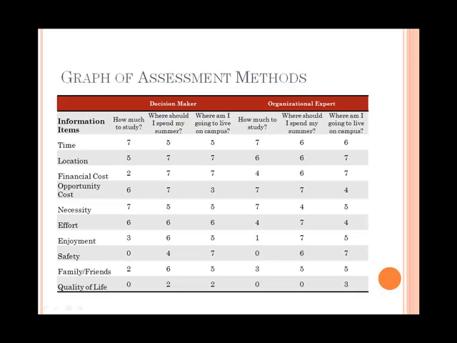This graph represents the general categories of information the decision maker needs in order to make their decision. The categories listed as information items include time, location, financial cost, opportunity cost, necessity, effort, enjoyment, safety, family and friends, and quality of life. This graph also represents the different ratings that both the decision maker and the organizational expert assign to each category for each separate question that needs to be answered.